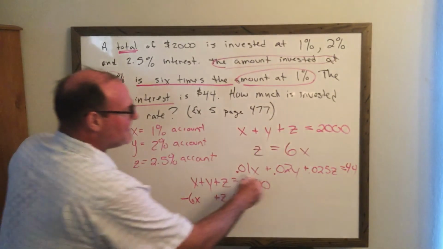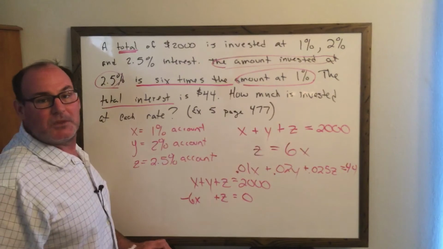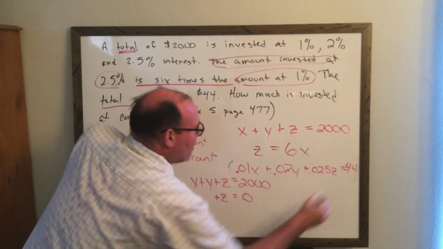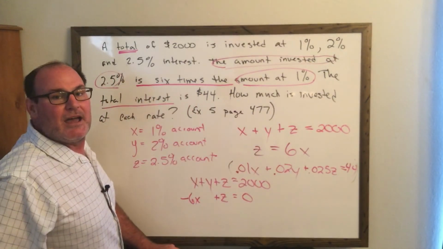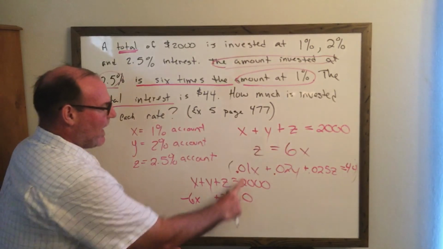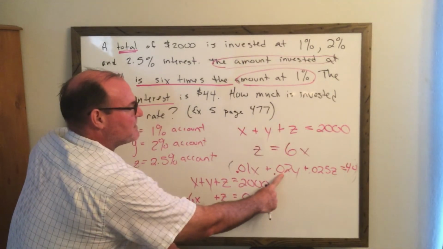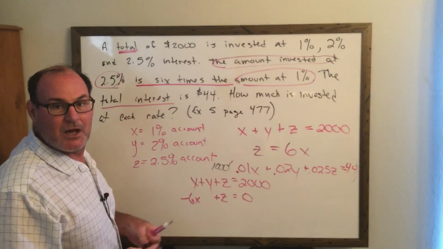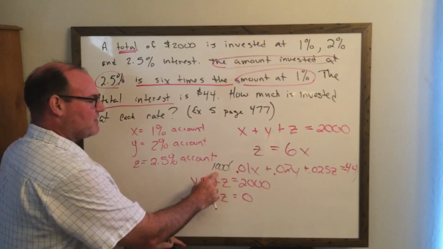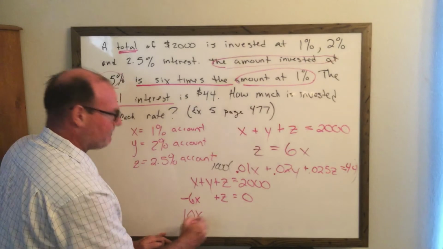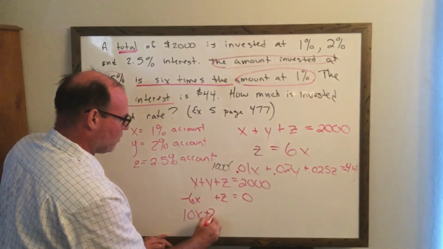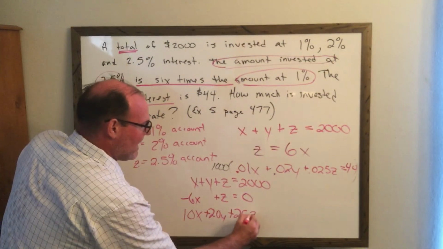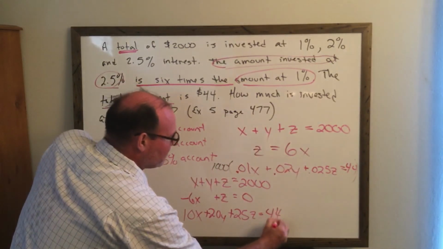And then last but not least, on this equation, since I have decimals, if you're comfortable with the decimals, that's great, but a lot of students are not. So I'm going to encourage you to multiply each of these by a power of 10. That'll get rid of the decimals. I have 2 decimal places here, 2 decimal places here, and 3 decimal places here. So I'm going to multiply everything by 1,000. So 1,000 times 0.01 is 10x. 1,000 times 0.02 is 20y. 1,000 times 0.025z is 25z, and then 1,000 times 44 is 44,000.